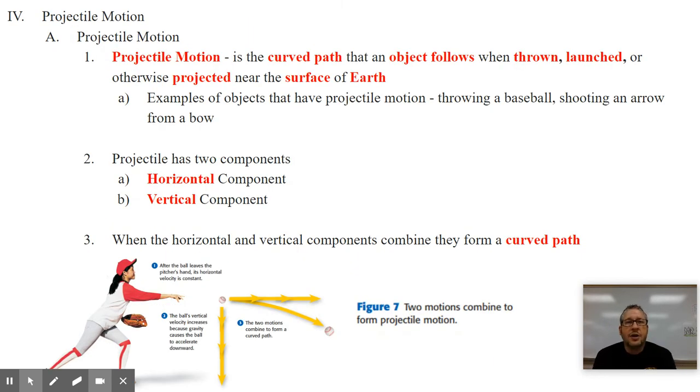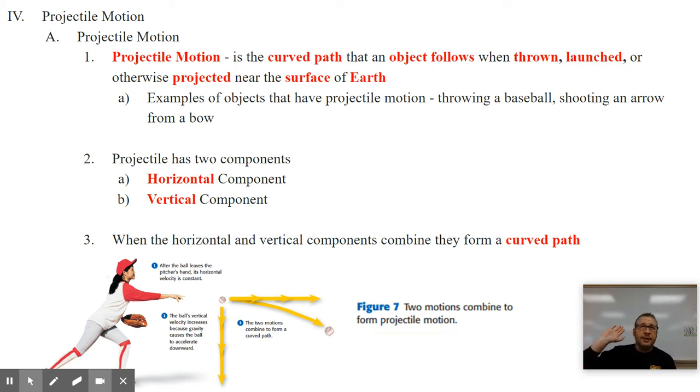And then one of the last things we're going to talk about is projectile motion. Again, this is kind of where the idea comes from of how space shuttles, satellites, or the International Space Station are allowed to stay in orbit as well. Projectile motion is the curved path that an object follows when thrown, launched, or otherwise projected near the surface of the Earth. If you throw a baseball, shoot an arrow, throw anything, how about that, launch a cannonball near the surface of the Earth.